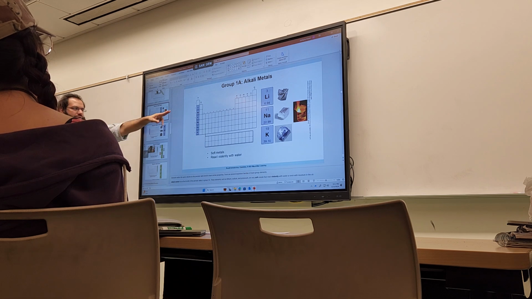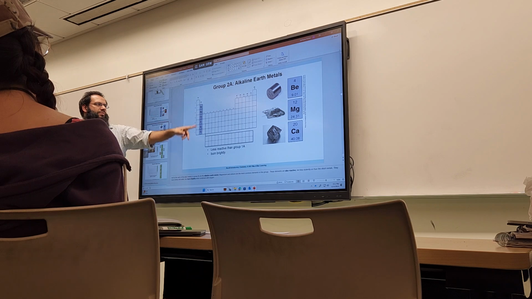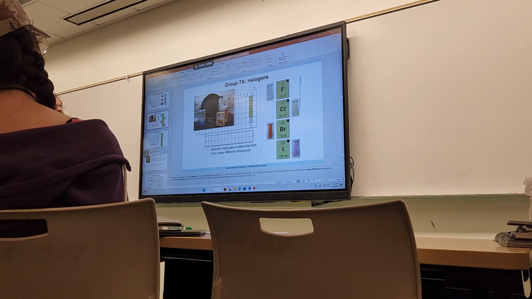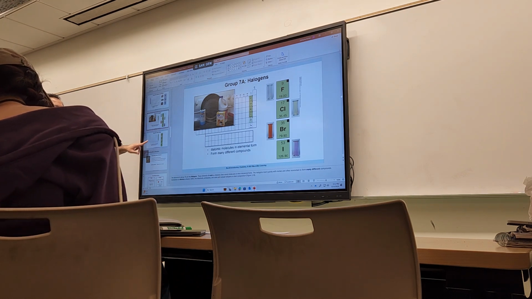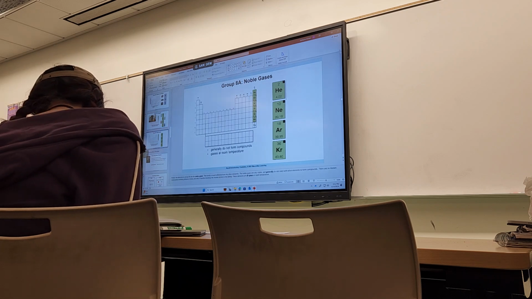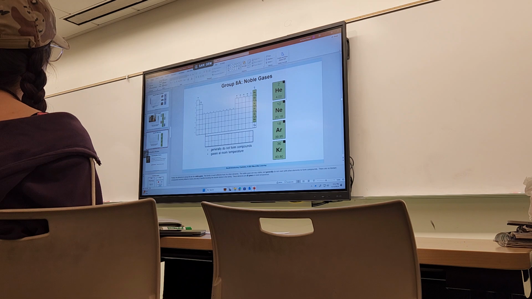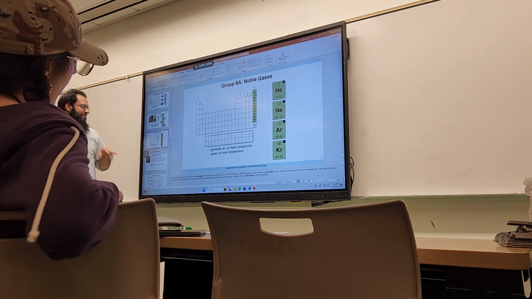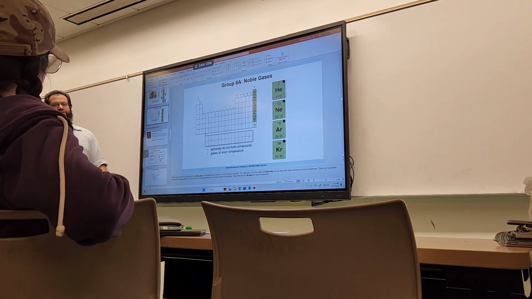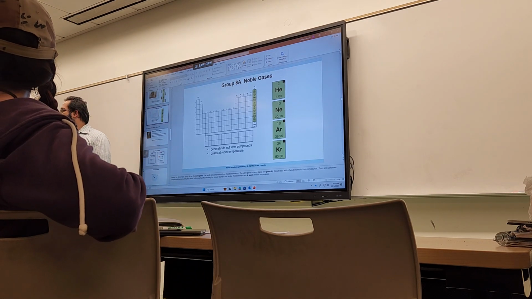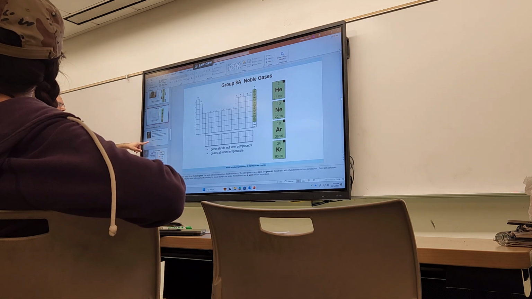So group 1A, so these are your alkali metals. Group 2, we call them your alkaline earth metals. Group 7, which are at the end, we call them the halogens. And group 8, we call them noble gases. These are the specific groups that we have given names to. Okay, other than that, they don't have their own specific name. They're actually just named off of the first element on the top.